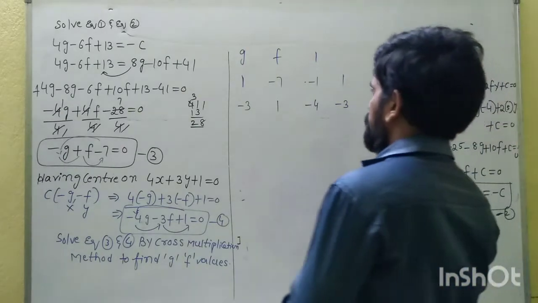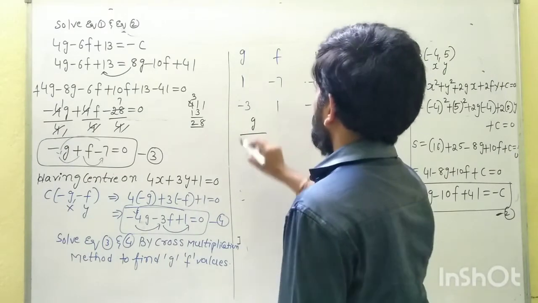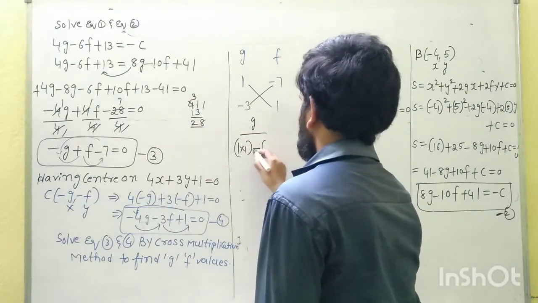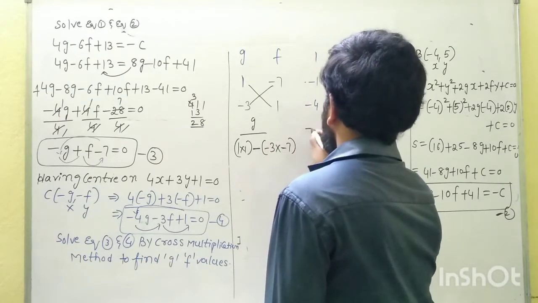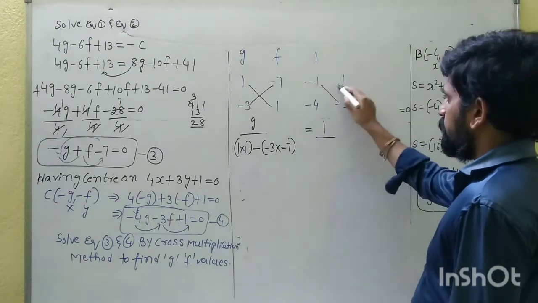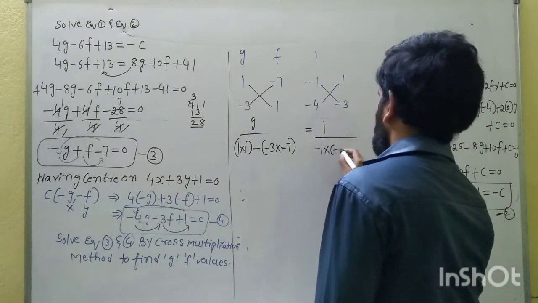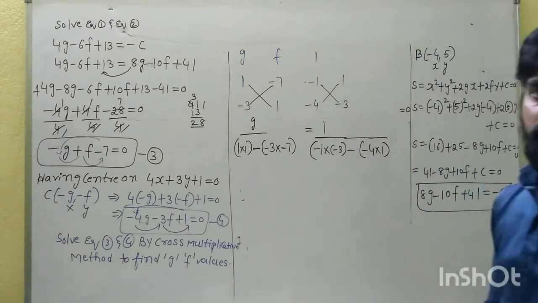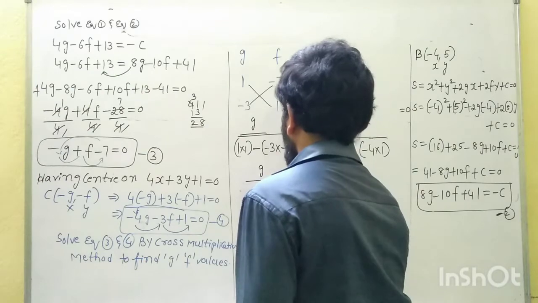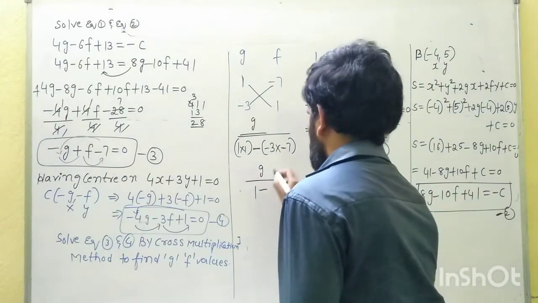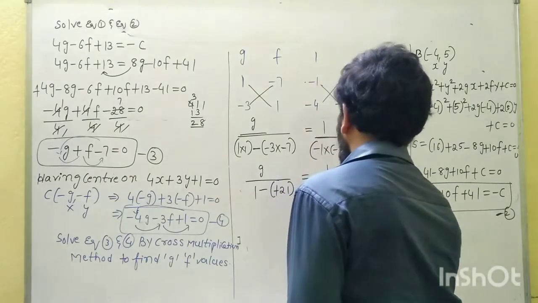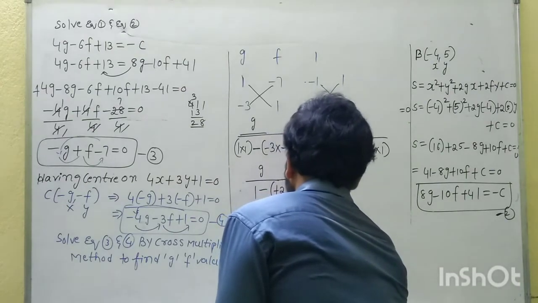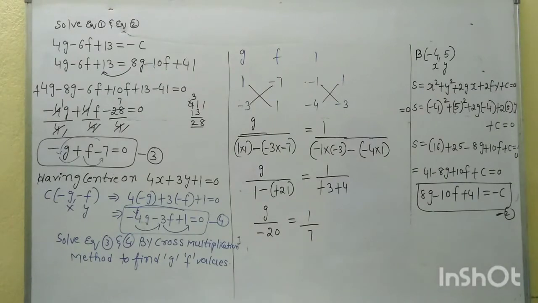Then how are you going to find g? Like this, AD minus BC, cross multiplication. 1 into 1, minus 3 into minus 7, equals the constant value. Multiply again: minus 1 into minus 3, then minus 1 into minus 4 into 1. Then g by 1 equals 1 by minus 1 plus 3, minus or plus 4. So g by minus 20 equals 1 by 7.